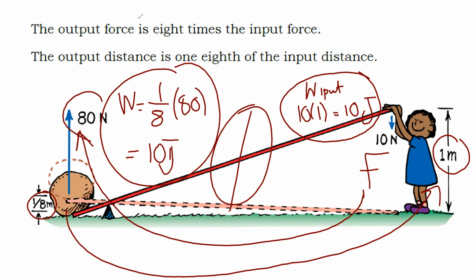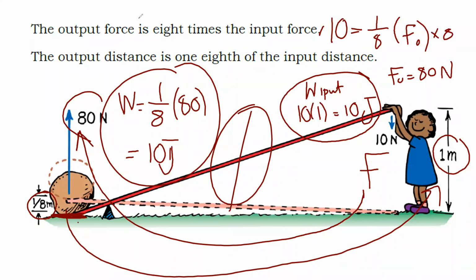Where did you bring the 80? Here, the 80 means that the work input and work output are the same. The distance from the rock to the land is 1/8 meter, and since they are equal, the work input, 10, is 1/8 times the force output. So the force output will be 80 by multiplying by 8 on each term.